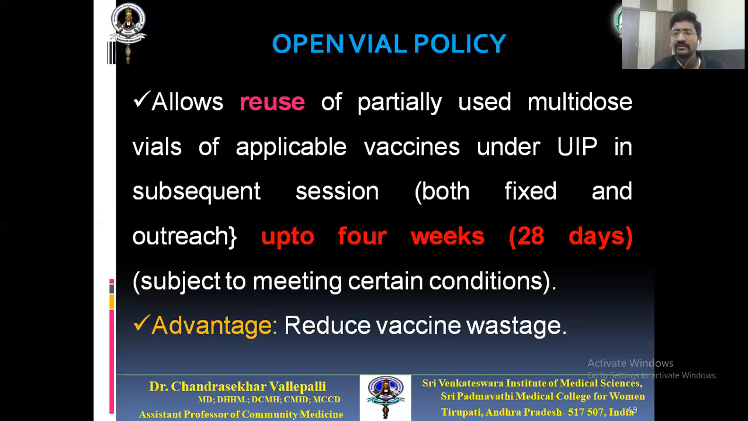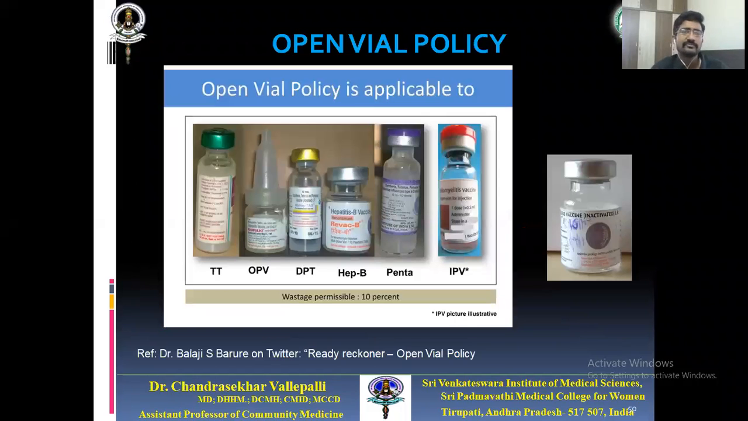There is a lot of advantage there to reduce vaccine wastage. These are the vaccines which come under the open vial policy. As we discussed, OPV, DPT, Pentavalent, all these 3 are present. Along with this, TT, hepatitis B, and IPV, inactivated polio vaccine, are also present, and wastage permissible will be 10%.